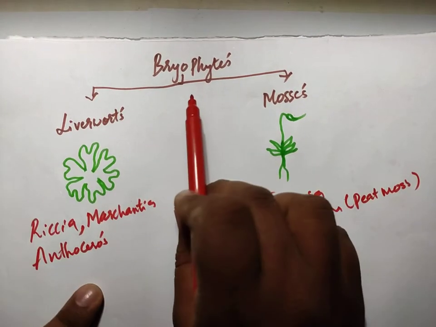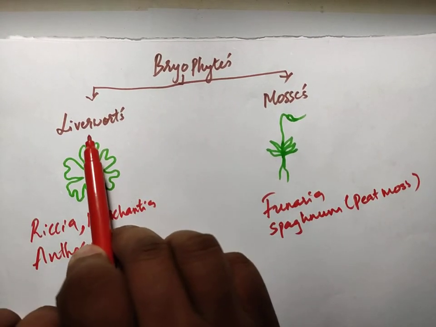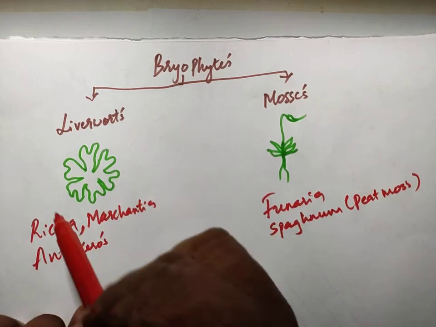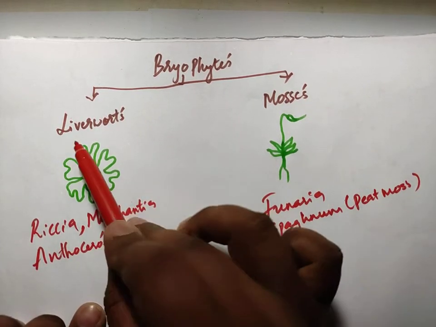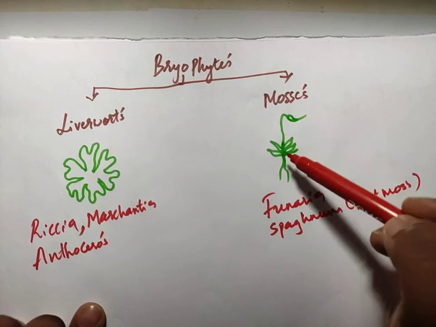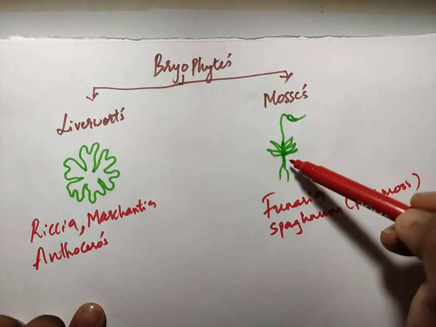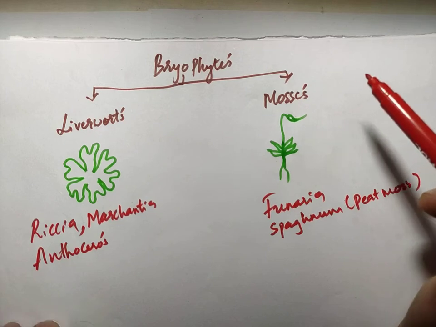So I told you bryophytes can be easily classified into liverworts and mosses based on their structure or appearance. These are flat, so they are called liverworts. These are not flat, they are upright or straight, so they are called mosses.